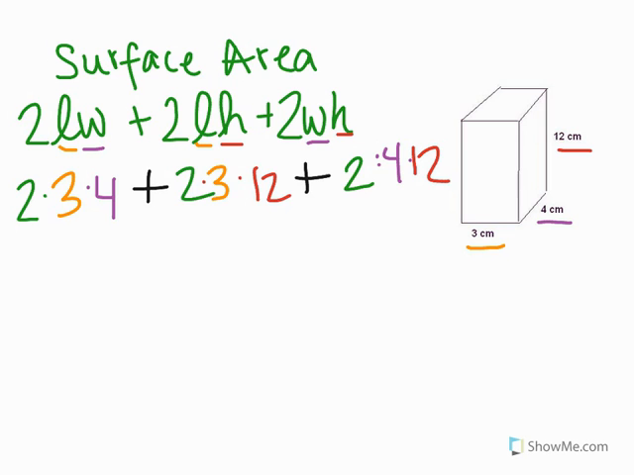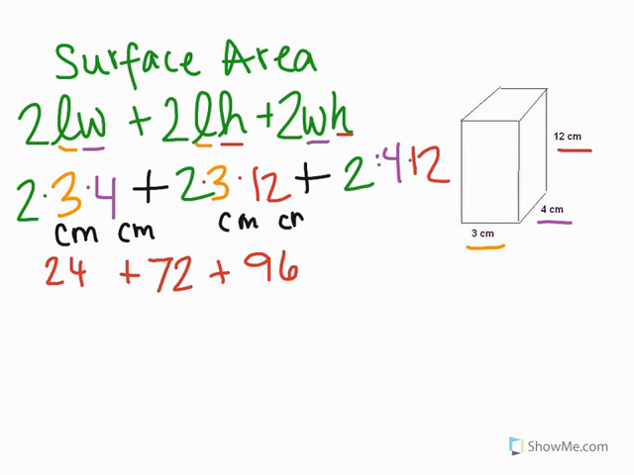And 2 times 3 times 4 gives us 24. 2 times 3 times 12 gives us 72. And then 2 times 4 times 12, 96. And I forgot to put our units in here, so each one of those was centimeters. And so for each section, we're multiplying a centimeter times a centimeter, which is centimeters squared. So our answer will be in square centimeters or centimeters squared units.